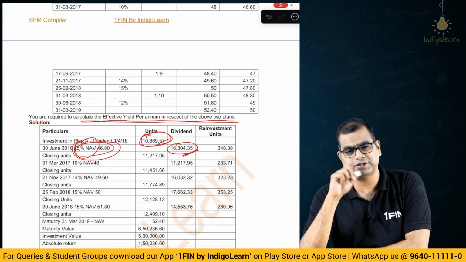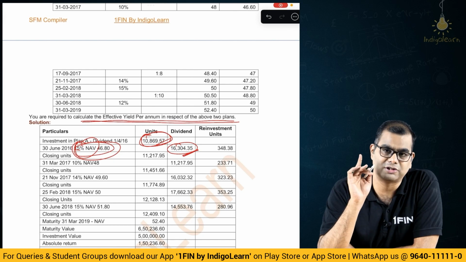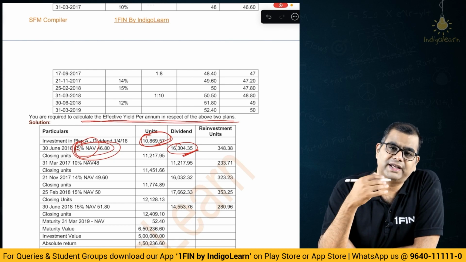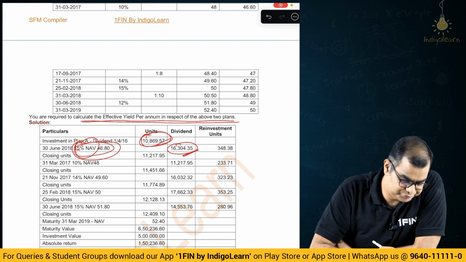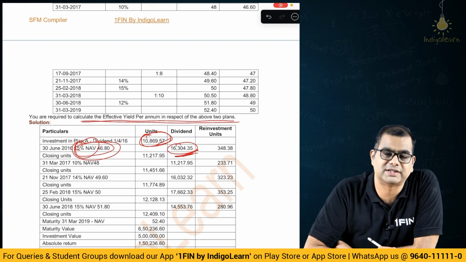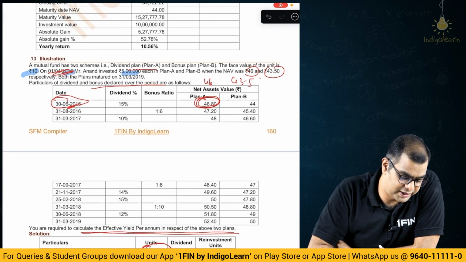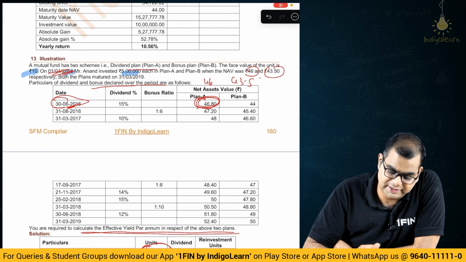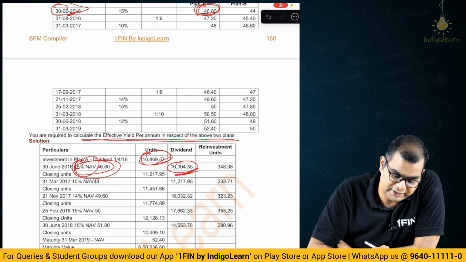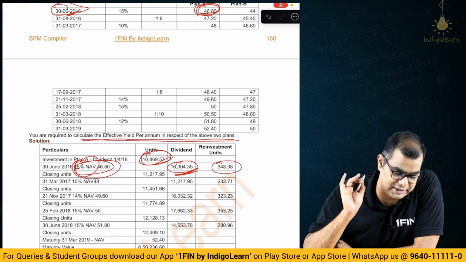Now, also please note, in this particular chapter, you can have units in partial fractions or decimals also. You can go up to 2 or 3 decimals. If they specifically say use 3 or 4 decimals, that is fine. Otherwise, 2 decimals is usually okay. So, 16,304 is the dividend that you got. Now, that dividend is reinvested. Reinvested at what rate? 46.80. They themselves have said. So, divide by 46.80, and you get 348.383. So, you've got additional units of 348.38.